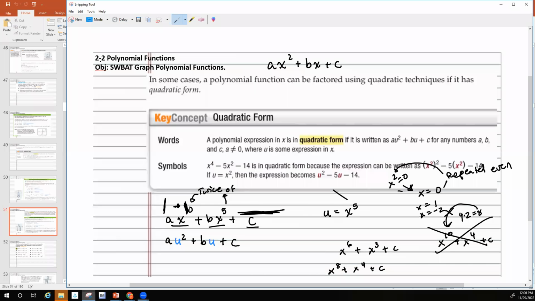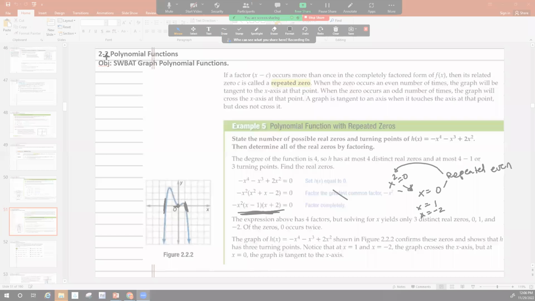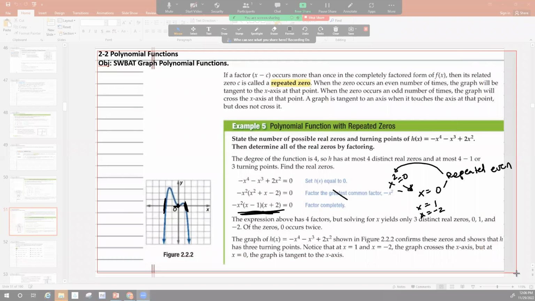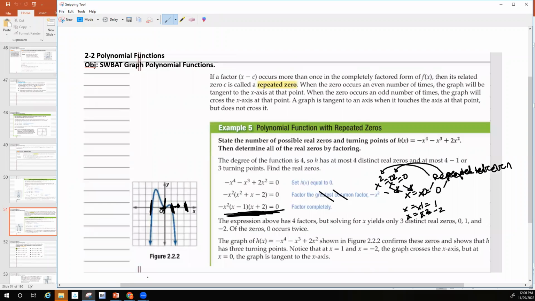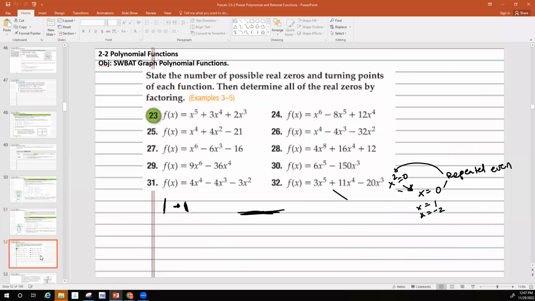Put that in the notes. Repeated zeros. Pretty cool stuff. You'll use those on tests also, because I'll ask you, what does a graph look like?